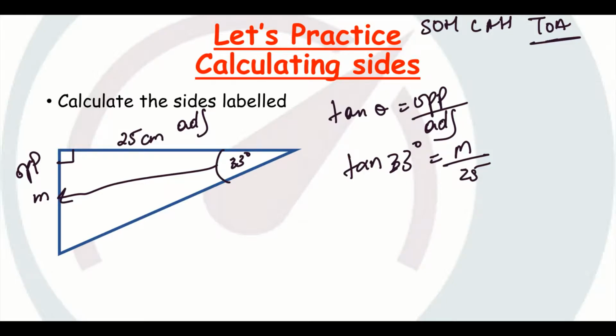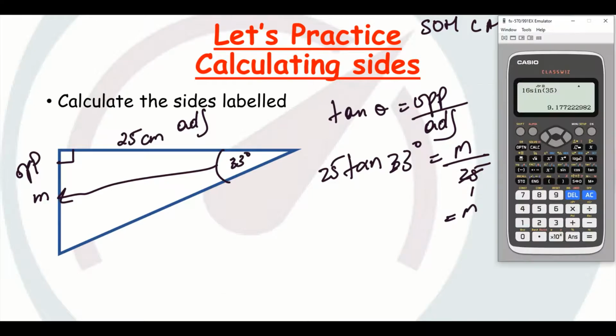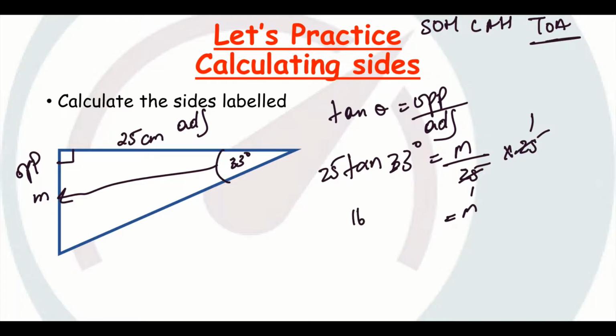So to find the value of M, we're going to multiply both sides by 25, so we have M by itself. And let's use our calculator now to find out what 25 tan 33 is. So we have 25 tan 33, and that gives us 16.235, and that would be centimeters for the length of our side.